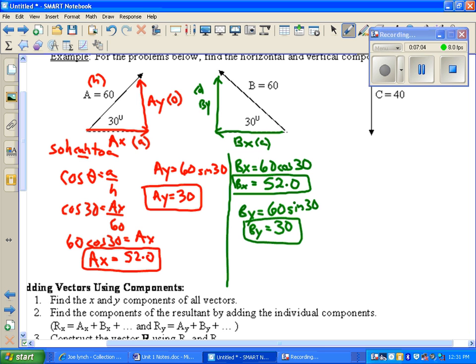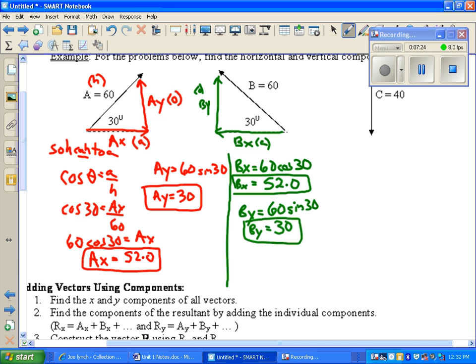Now, there's one small problem. You'll notice that B seems to have the same components as A, but they're different. If there were forces, a force pulling you up and to the right is going to cause you to move differently than one pulling you up and to the left. So there must be some way of looking at these components and distinguishing between them.